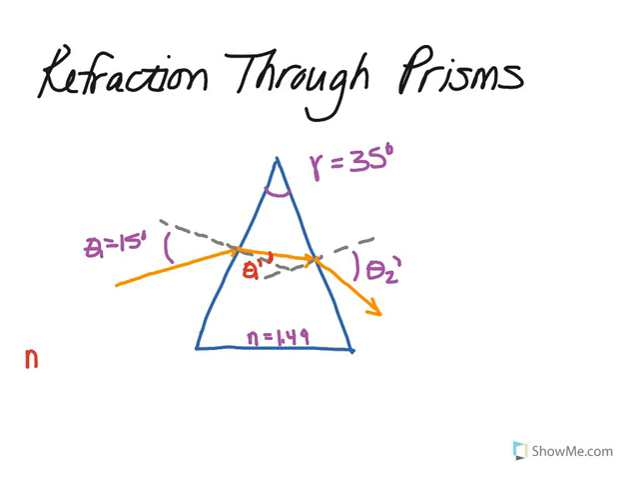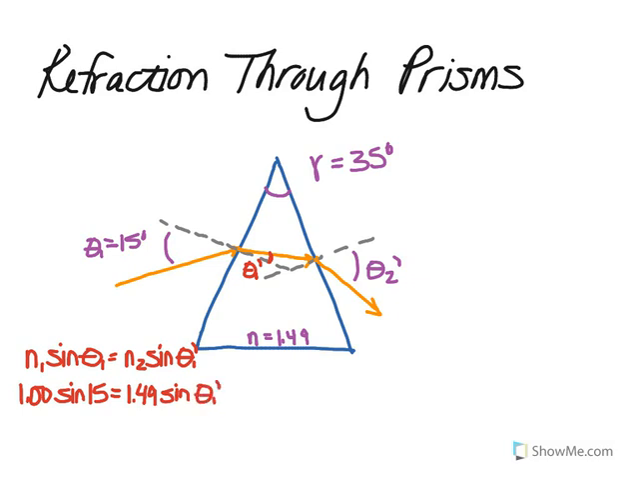So you use Snell's law, N1 times the sine of theta 1 equals N2 times the sine of theta 1 prime. We'll say the prism is in air, so we have the first index of refraction as 1. Your theta 1 is 15 degrees, N2, the second medium, is 1.49, and we want to solve for theta 1 prime. And if we do so here, we would find that it is equal to 10 degrees.